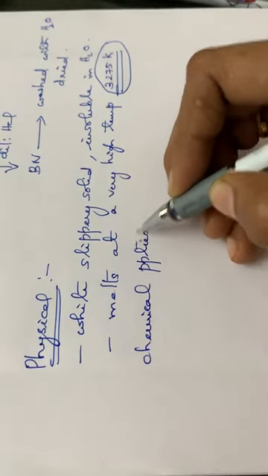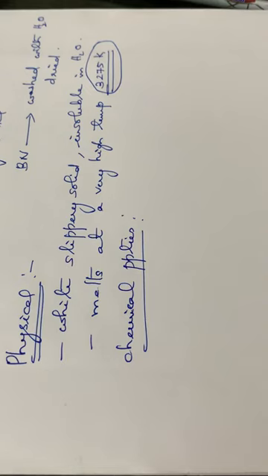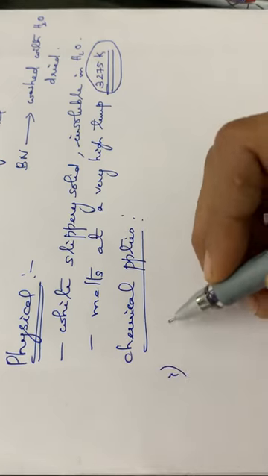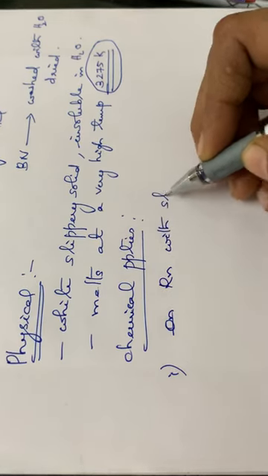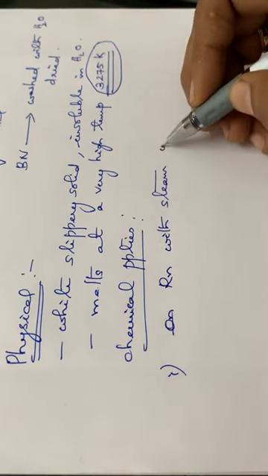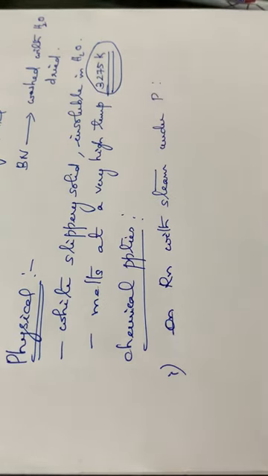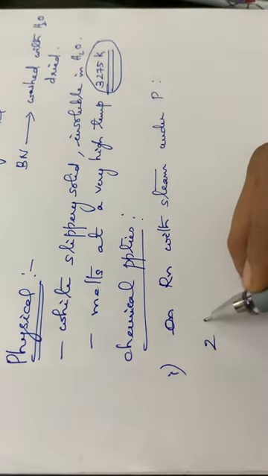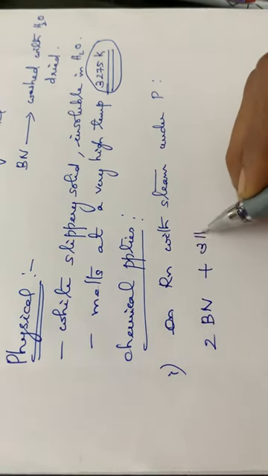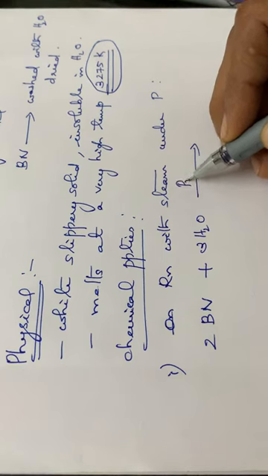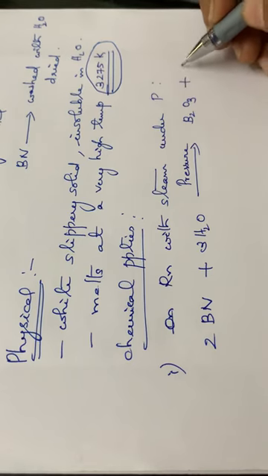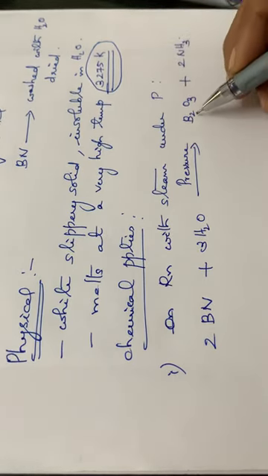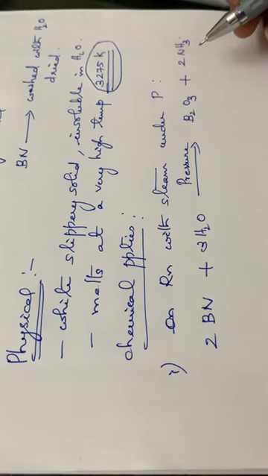Okay. Then the next one, that is going through the chemical properties of boron nitride. Chemical properties means the reactions of boron nitride. First reaction, boron nitride on reaction with steam under pressure. So 2BN plus 3H2O. H2O is steam, isn't it? Under pressure, here pressure is applied. The products will be boron trioxide B2O3 plus 2NH3. The products are boron trioxide plus ammonia. Okay, so that is the reaction with steam.